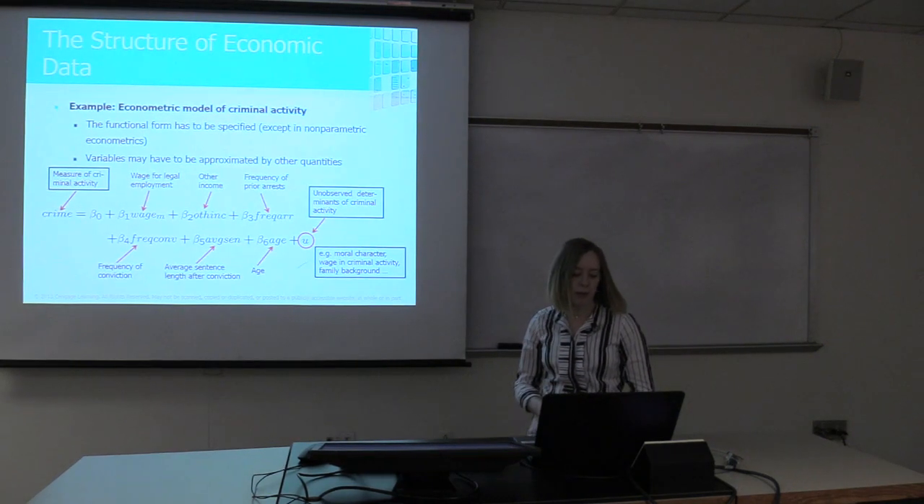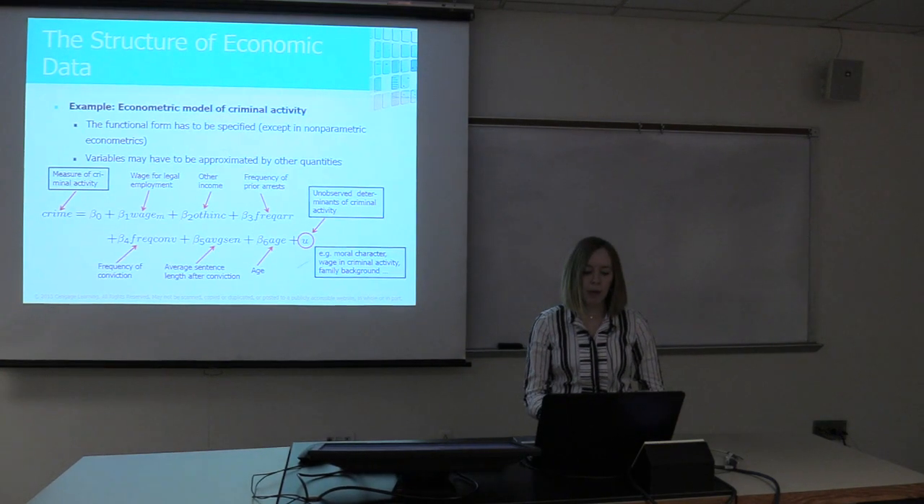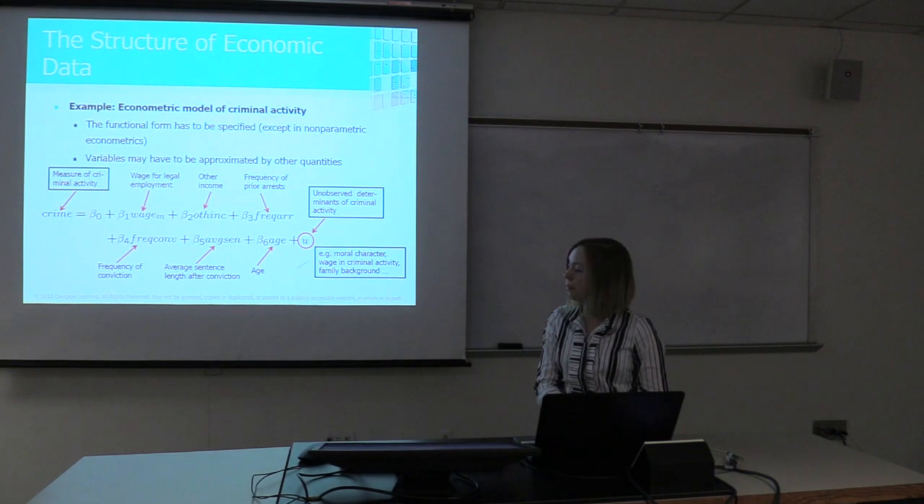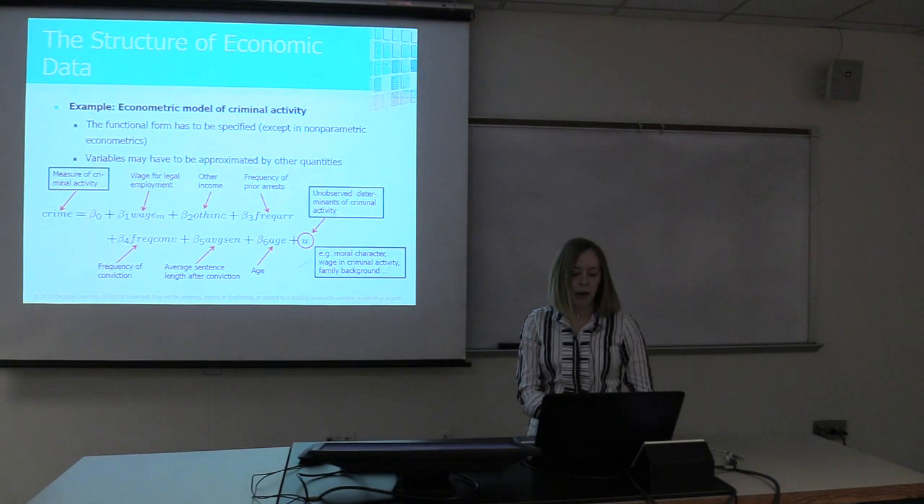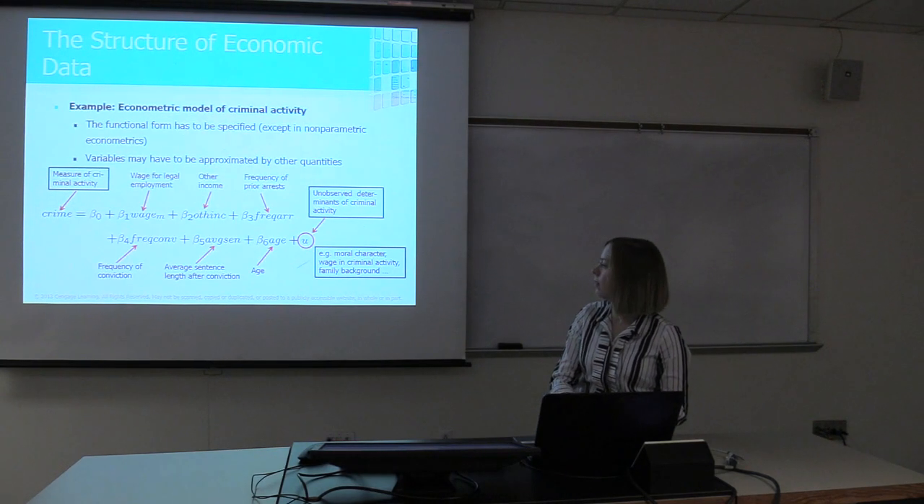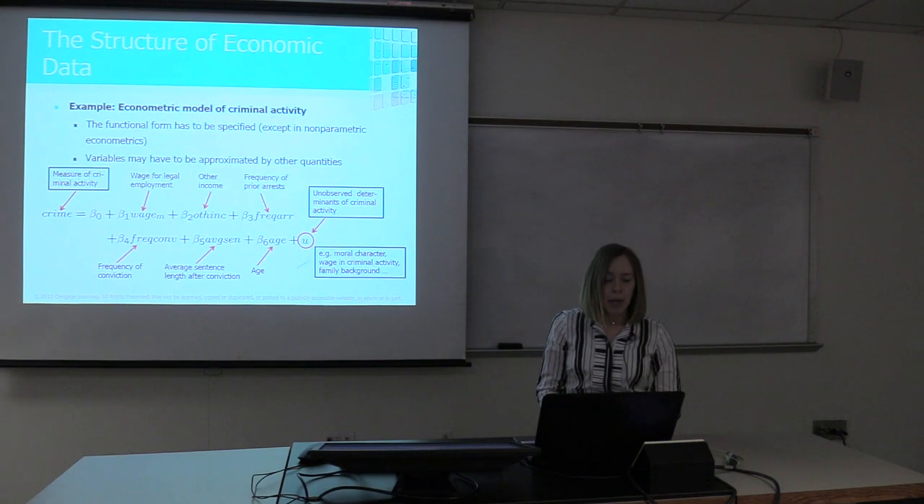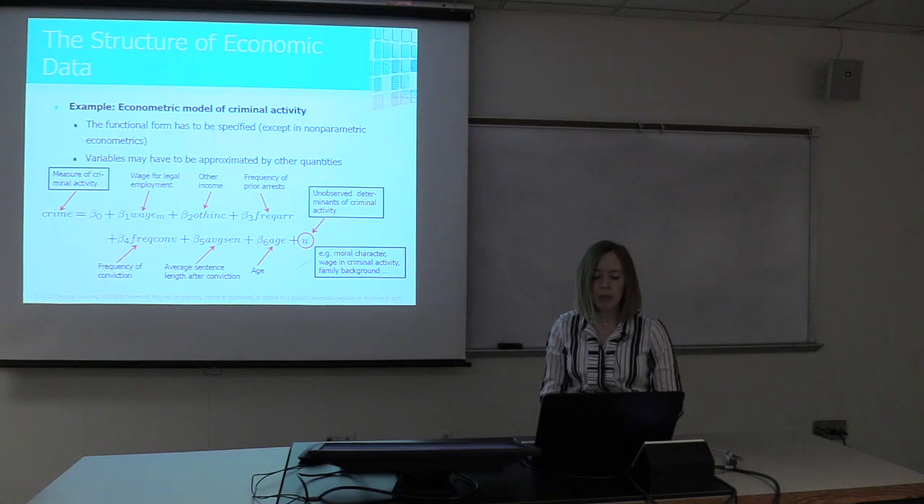So in this specific example that is coming from the theory, we've included the wage for legal employment, other income, the frequency of prior arrests, which has to do with the probability of being arrested, the frequency of conviction, average sentence, and age. You can see it's very related to that theory. In these models, we always have an error term. This is because there's always some factor that influences our variable on the left that we probably can't measure. This is also a way of just saying randomness, the parts that you can't predict.